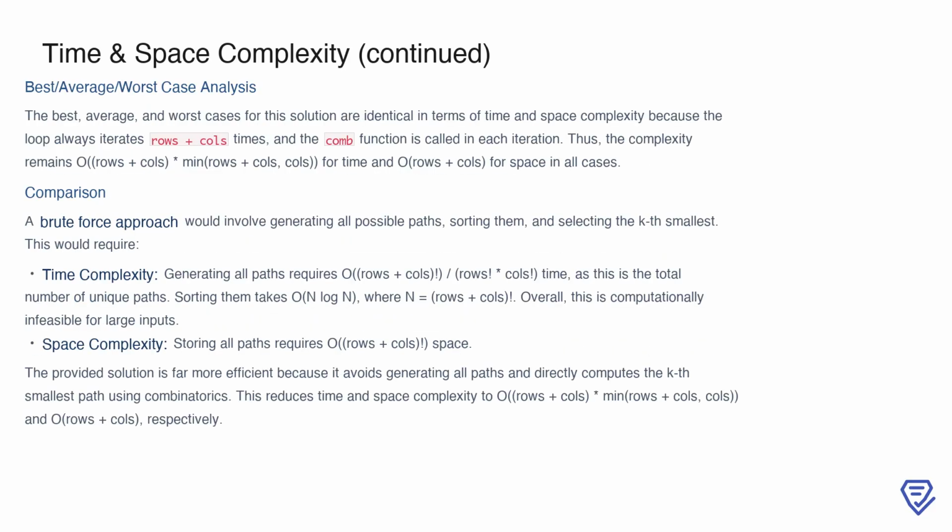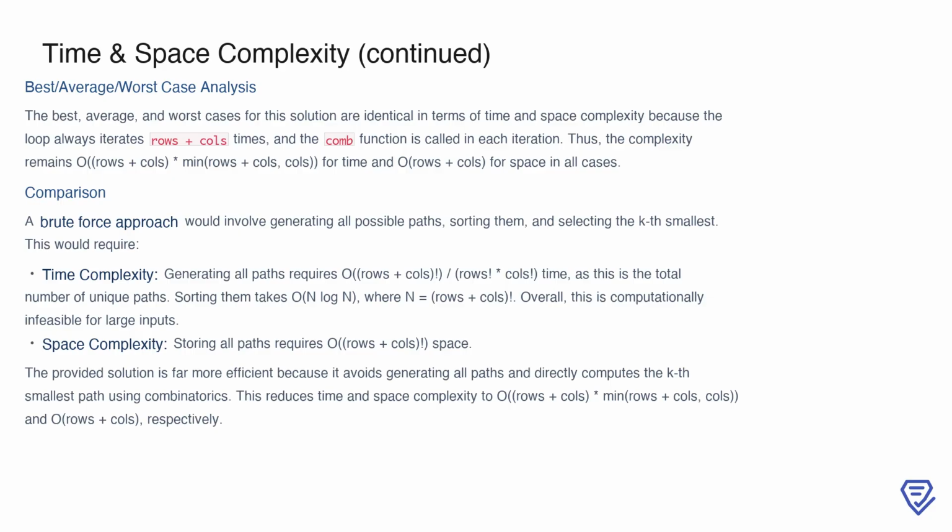When we evaluate the best, average, and worst cases for this solution, we find that they are identical in terms of time and space complexity. This is because the number of iterations in the loop is always equal to rows + cols, and the comb function is called during each iteration regardless of the specific input values. Therefore, the time complexity remains O((rows + cols) * min(rows + cols, cols)), and the space complexity remains O(rows + cols), across all cases.